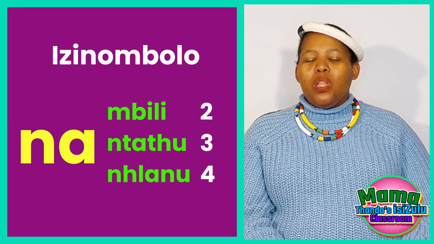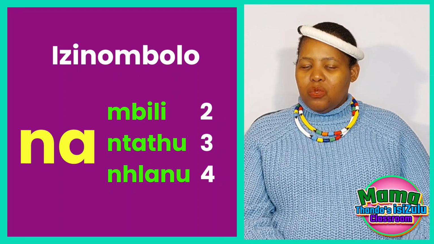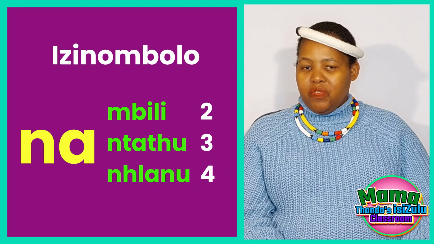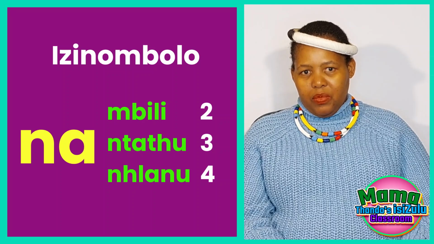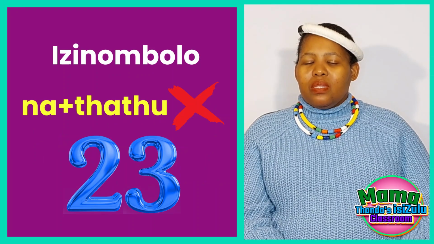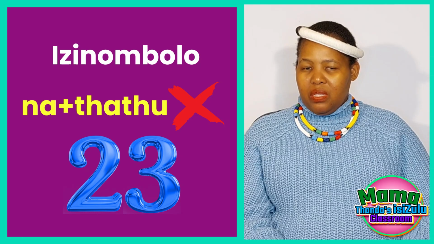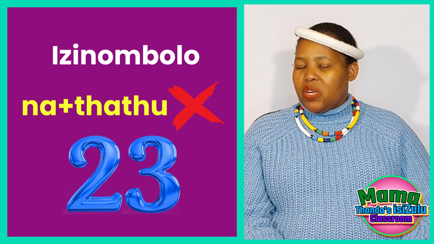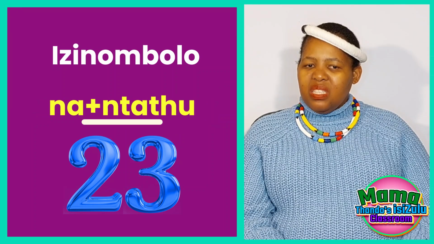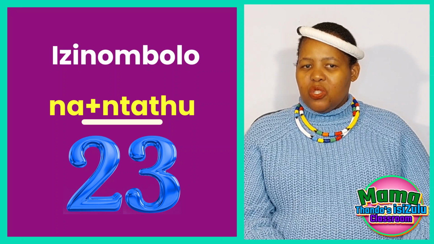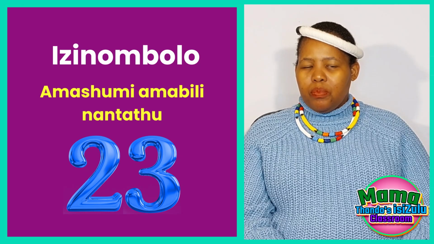2, 3, and 5 units will always change to that nasal-ish sound that we heard when we were doing 12, 13, and 15. So we are still having that always when we do units. 23. The root of this number, 3, is tatu. But of course, we're not going to hear t. We're going to hear it with that nasal sound. Nta. So it's going to be ntathu. Now let's say the whole number.